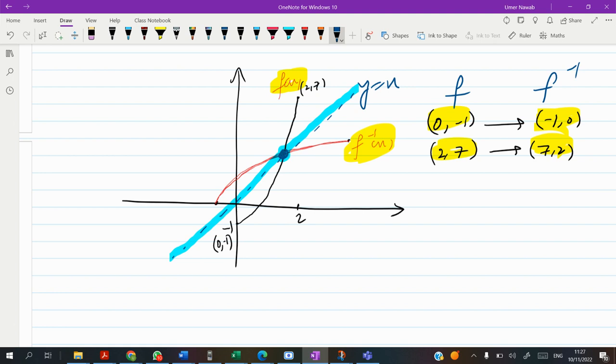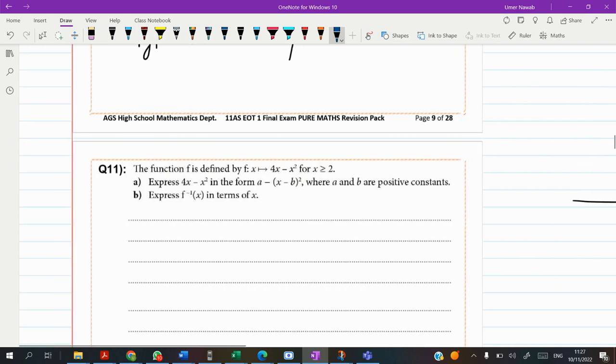But don't forget, the examiner will look into this: did you cut both graphs on the y is equal to x line? This is the most important point. And every point was flipped. This point is minus 1, 0, and this point was 7, 2. This is 7, and that is 2. It's a sketch.